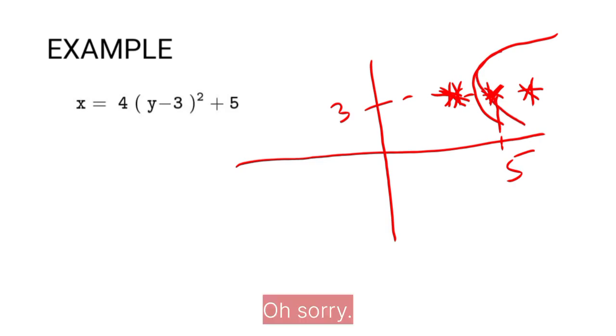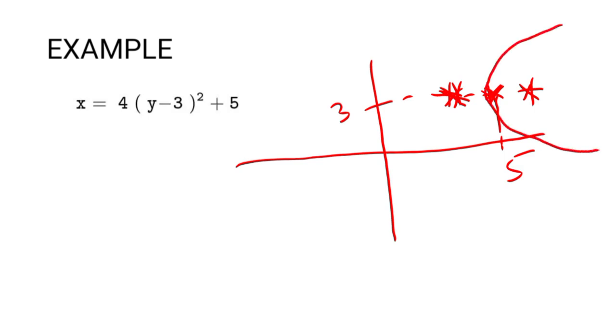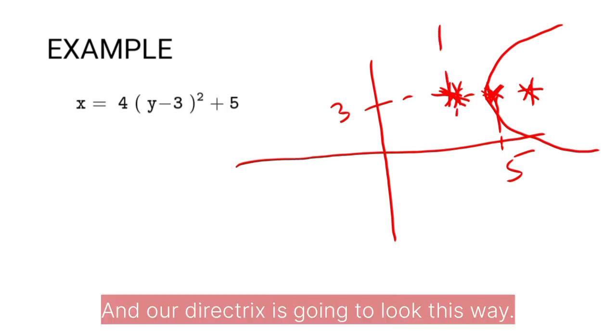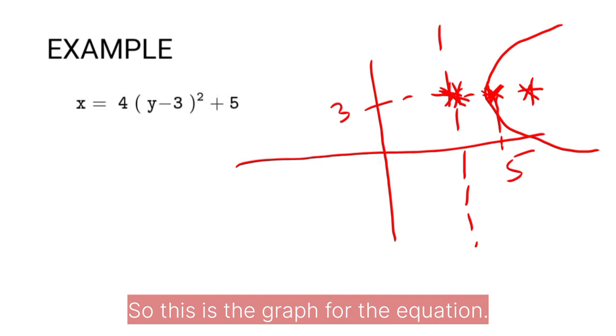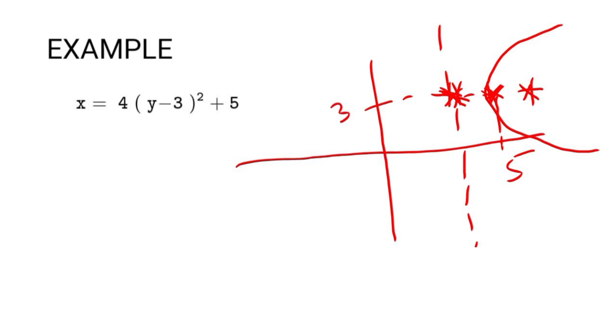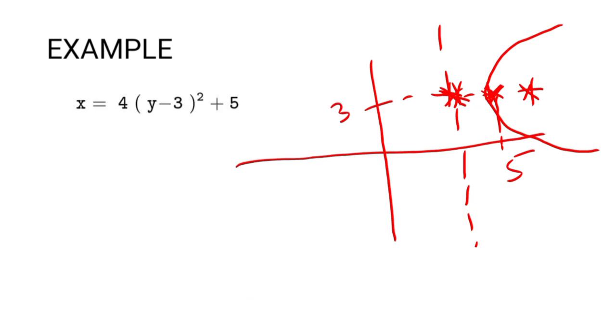Oh, sorry. Let me rub that off. Our graph is going to look this way, and our directrix is going to look this way. So this is the graph for the equation. You can use GeoGebra to confirm that.